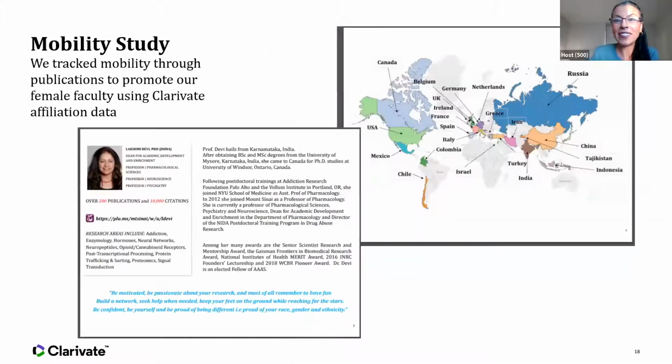Finally, I did another project again with Clarivate, which was a mobility study. The purpose of this was to show and highlight our female faculty members at Sinai. We did this special report for Women's Day. And we used, again, the affiliation data for female faculty members, with the help of consulting, really to see where they come from. And we had this really beautiful visualization to show where our female faculty came from.